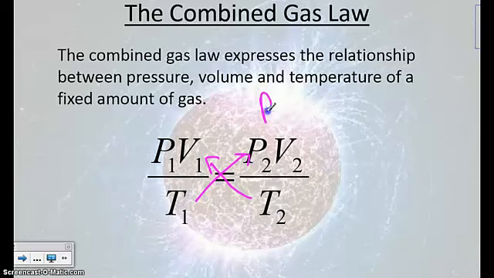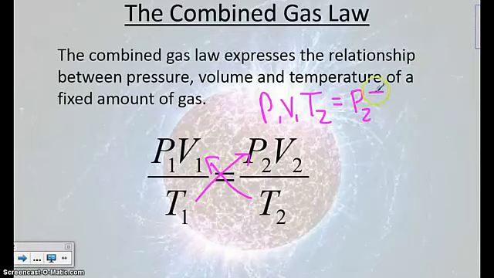So I have P1, V1, T2 equals P2, V2, T1. Okay, so I just like it all linear. The other reason I really like this equation is because you can get all the other gas laws that we've talked about so far from this equation.